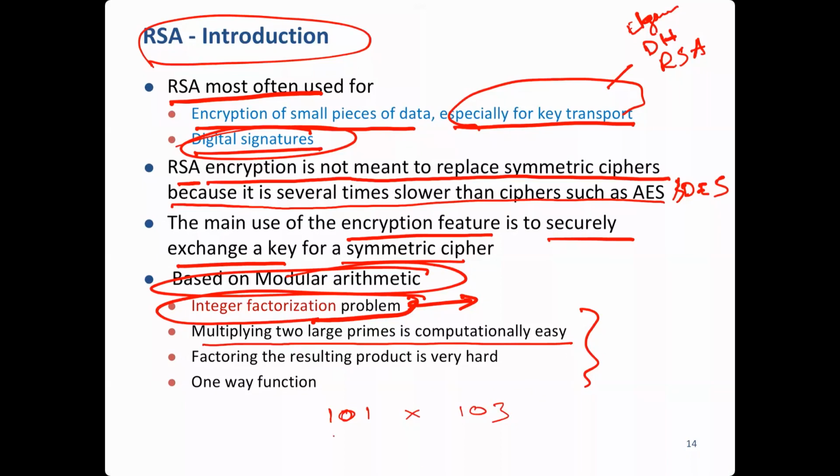Can you factor it? Yeah, it's prime. Okay, so doing this is easy, whatever be the answer. Six digits, right? Now, given this number, can you find out these two are the factors?